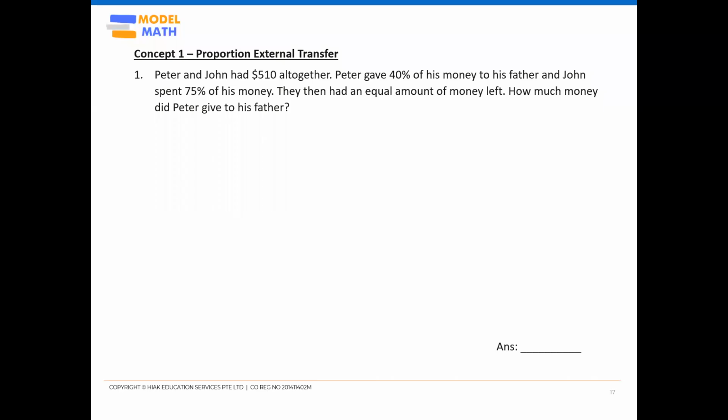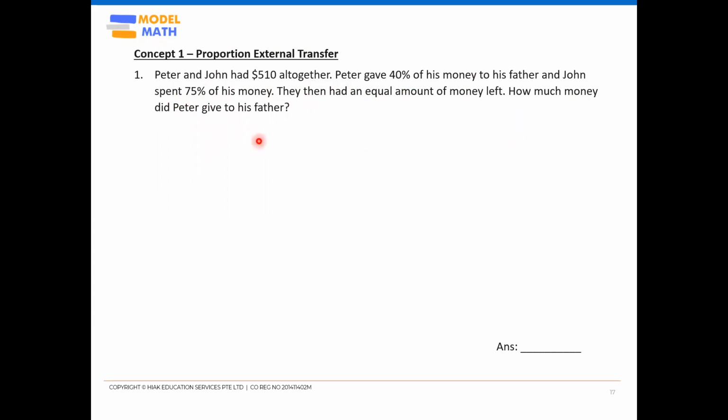So Peter and John had $510 altogether. Peter gave 40% of his money to his father, and John spent 75% of his money. They then had an equal amount of money left. How much money did Peter give to his father?